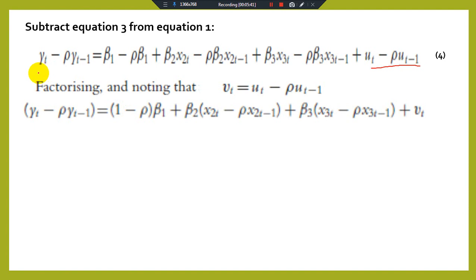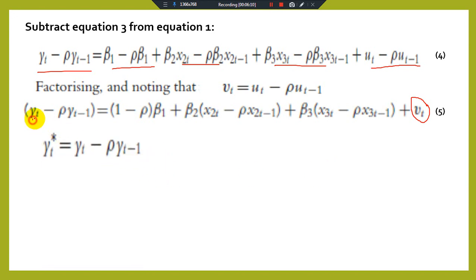So we get this. Okay, now we have this part, this part, this part, this part. We take beta 1 common from this part, beta 2 from this part, beta 3 from this part, and we get this equation, and we put Vt in the place of this. Here our Vt is a white noise error term. This is our equation 5.